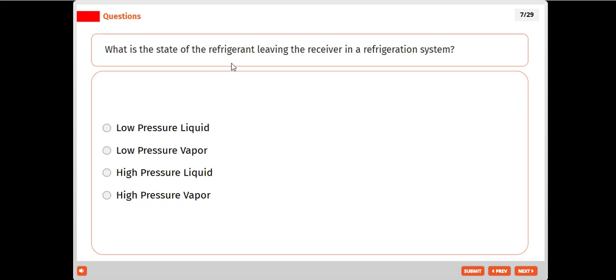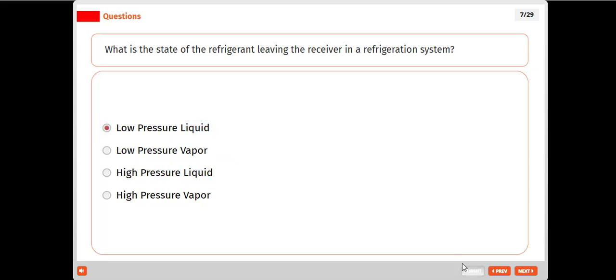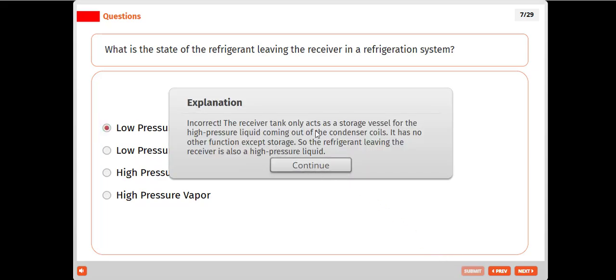What is the state of the refrigerant leaving the receiver in the refrigeration system? Low pressure vapor? No, low pressure liquid? The receiver tank only acts as a storage vessel. This is just storage for high pressure liquid coming out from the condenser coil. It has no other function except storage. So the refrigerant leaving the receiver is also high pressure liquid.